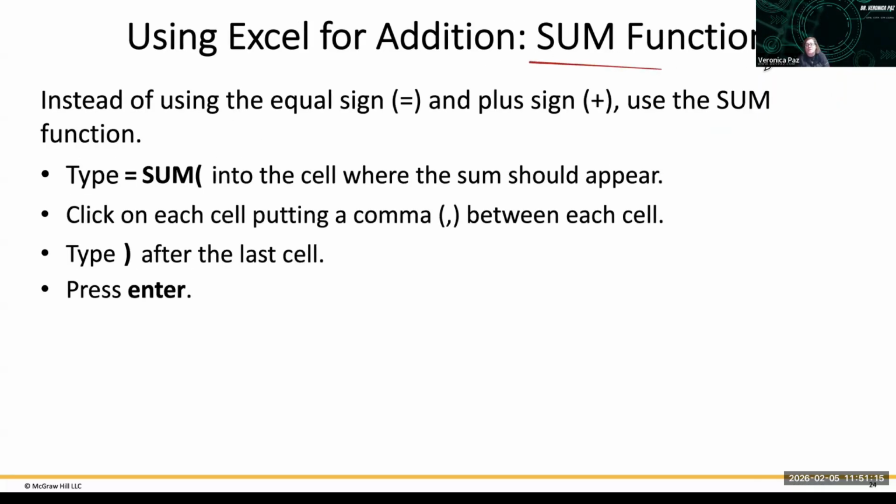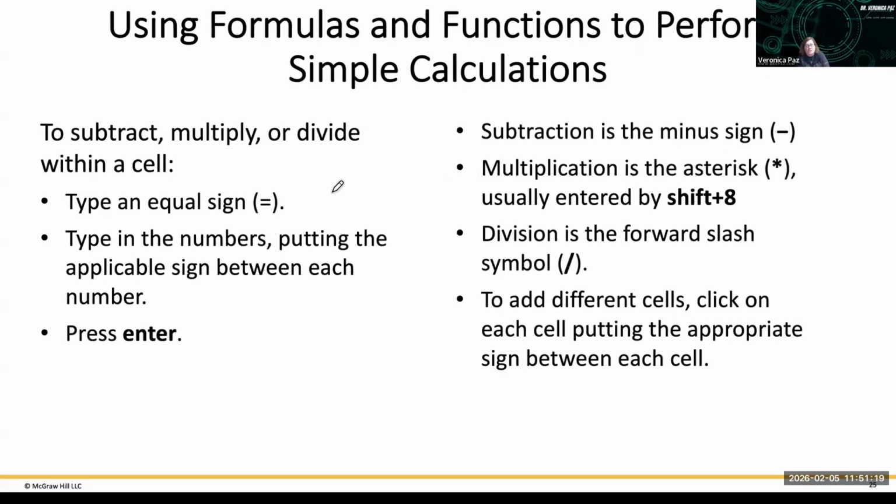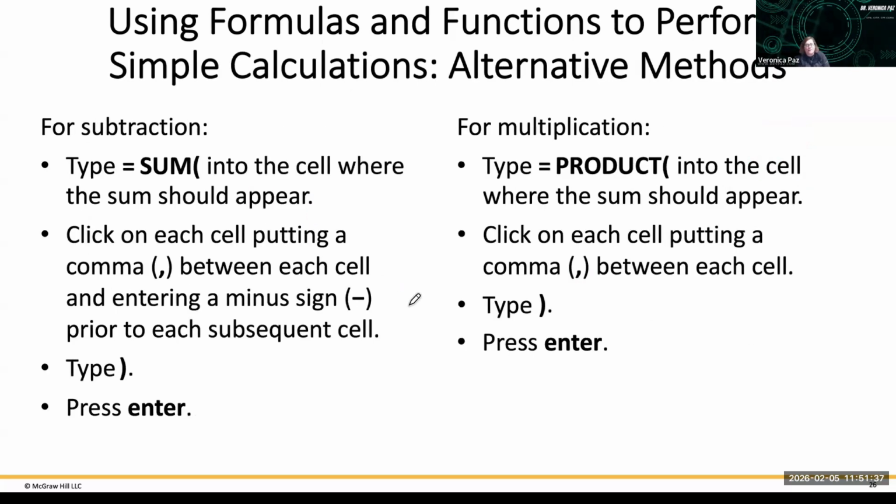We talked about the sum function and simple calculations. So we know equal tells Excel that this is the place to go. If we want to subtract, we use a minus. If we want to multiply, we use the asterisk. And if we want to divide, we use the slash. And if you add, you just use the plus. So all your major arithmetic functions are there.